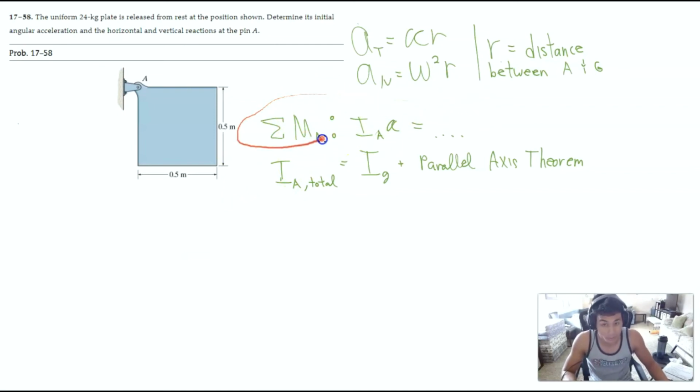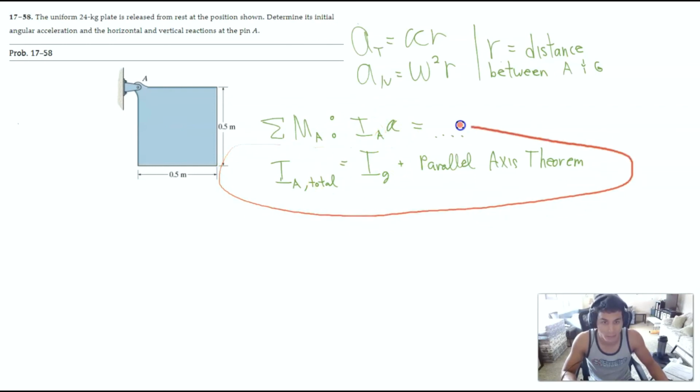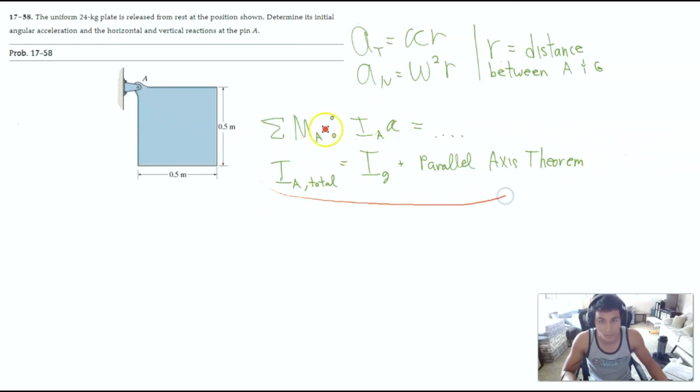So we're going to use the sum of the moments with respect to A, so at this point. And then we're going to take the total moment of inertia. The reason why is because to find the sum of the moments, we do need IA. So we're going to have to find the moment of inertia. And then we're going to use IA to later on find this stuff too. I'm going to deal with that, but before I do that, let me draw a diagram to actually show you guys what's going on here.